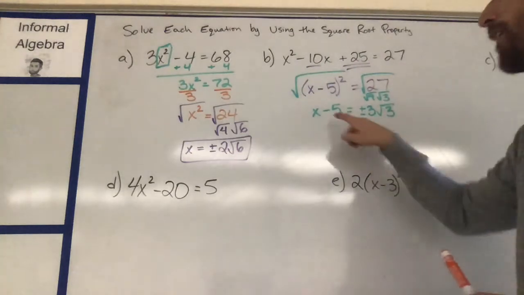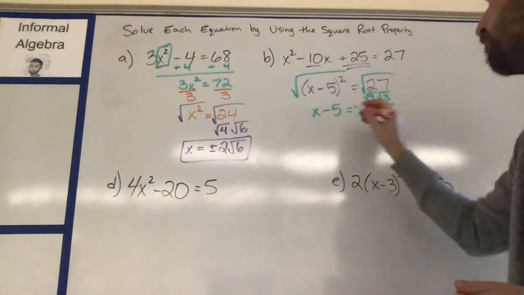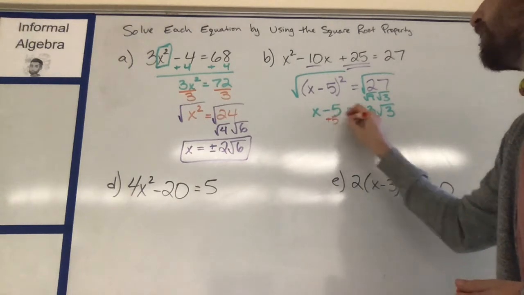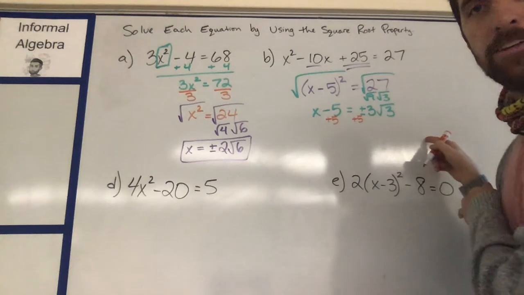Last thing we have to do is get rid of this minus 5. How do you get rid of minus 5? You just add 5 to both sides. Now on the other side, you always put the radicals at the back end of the expression.